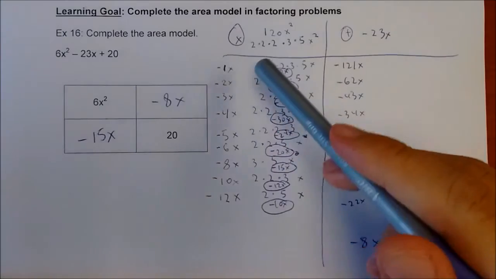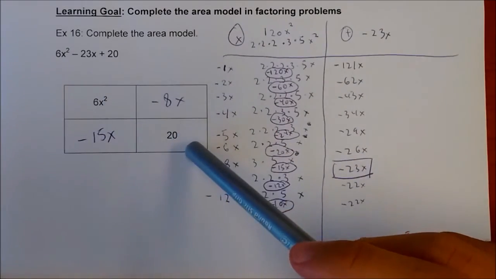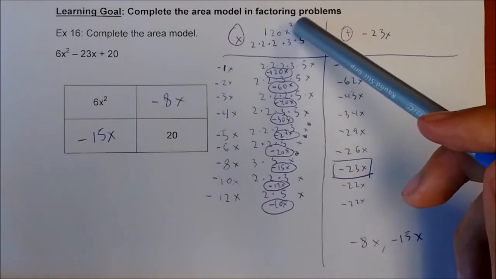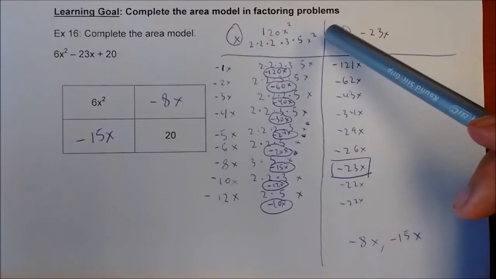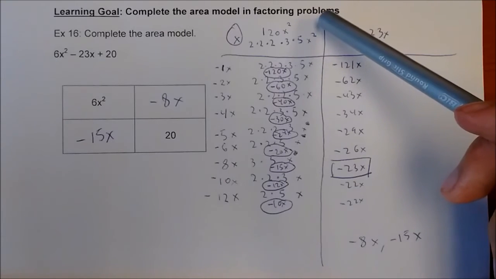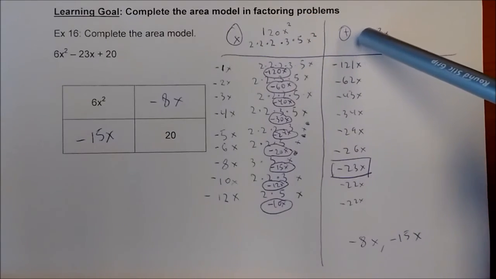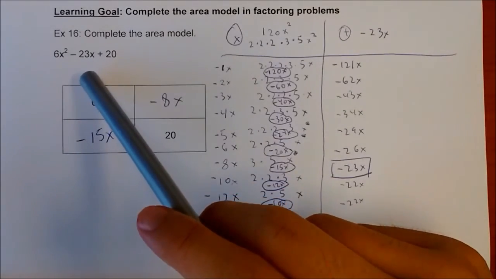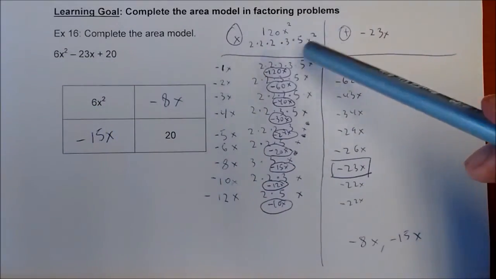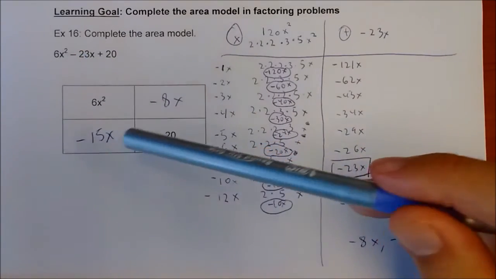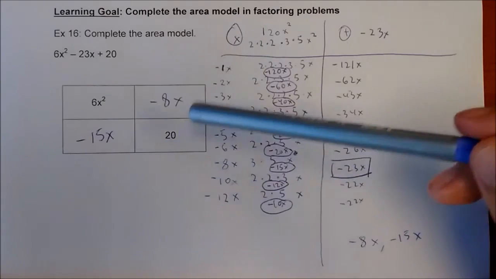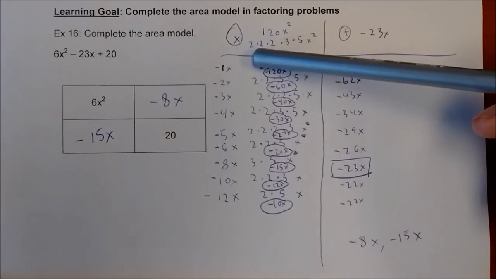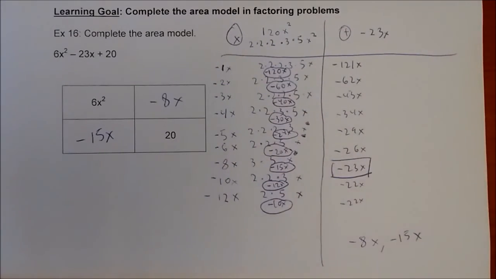So first off, I multiplied 6 and 20 to get 120x squared, and that's our prime factorization here, 2 times 2 times 2 times 3 times 5x squared. And then I noticed that our sum for the two linear terms was going to be negative 23x, and because our sum is negative and our product is positive, I knew that both of our terms had to be negative, so I went ahead and added negative signs to every single part of this prime factorization.